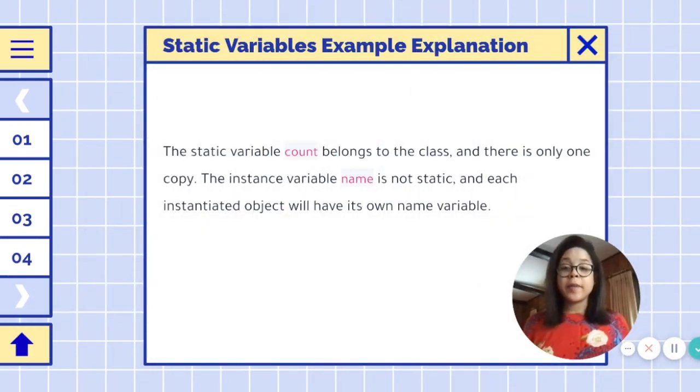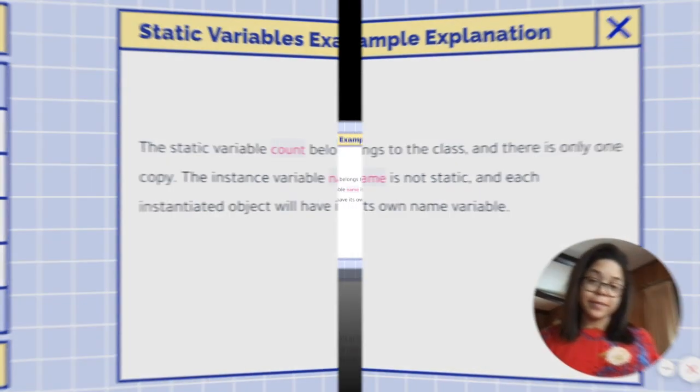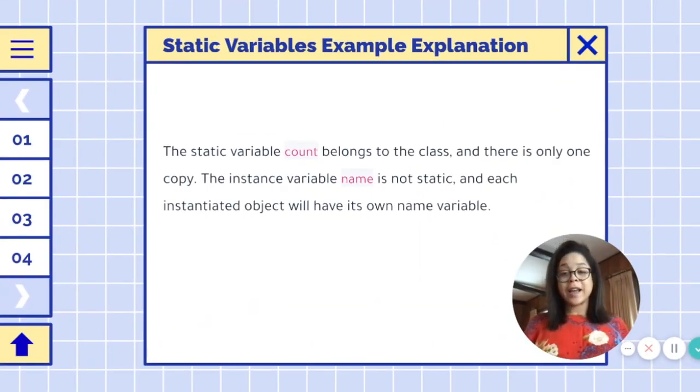So the static variable count does belong to the class, and there's only one copy of it. The instance variable name is not static. So each instantiated object will have its own name. And that's it for static methods and variables.